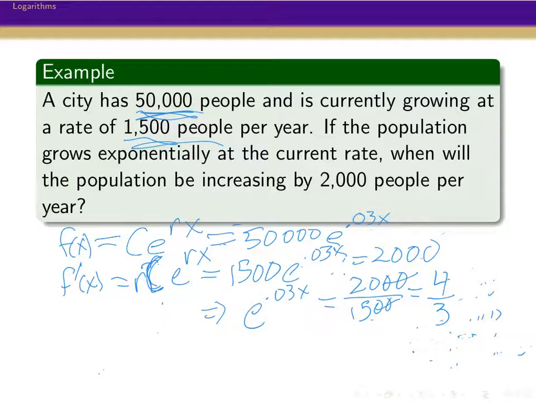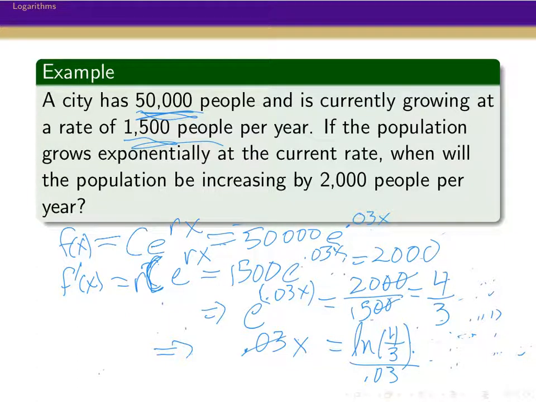Okay, so now we want to pull out this exponent here. And so we can pull out this exponent by taking the natural log of both sides. And that's going to cancel out the left-hand side. So taking the natural log of both sides, on the right, we'll have natural log of 4/3. On the left-hand side, natural log of e to that is going to cancel. Those two are going to cancel each other out, left with just 0.03 times x. And so then we can divide by 0.03.